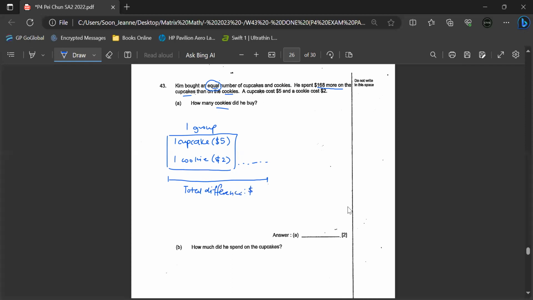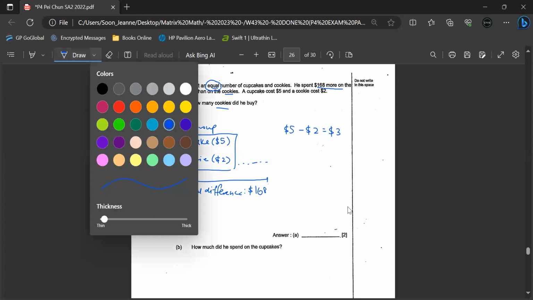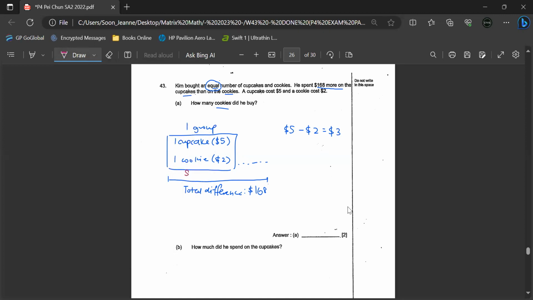Okay, which is 168. So we can find out in 1 group a cupcake costs how much more than a cookie. So we take $5 minus $2. Okay, there's a difference in 1 group. So which means that a cupcake and a cookie, the difference is a $3 difference. So if I have a total of $168 difference and each group is a $3 difference, how many groups of this will he buy? So you just take 168 divided by 3, which is 56 groups. That's the number of groups.